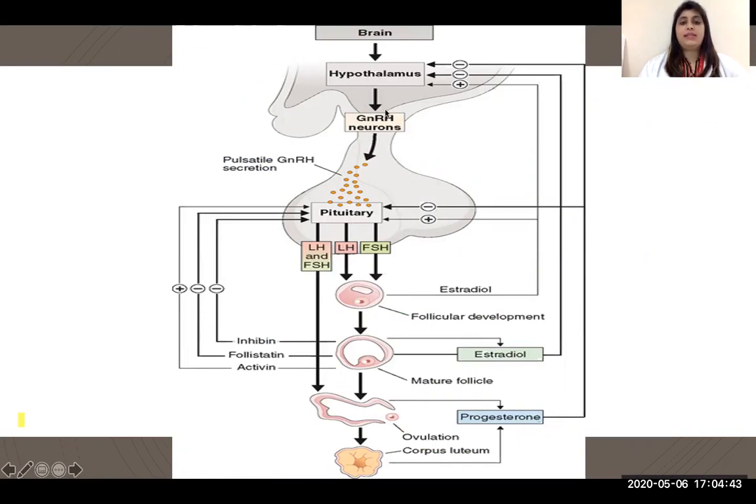Hypothalamus secretes GnRH. GnRH is gonadotropin releasing hormone, and gonadotropin releasing hormone stimulates the anterior pituitary, and then the anterior pituitary secretes luteinizing hormone and follicle stimulating hormone. These hypothalamus and anterior pituitary are the masterminds of reproduction.